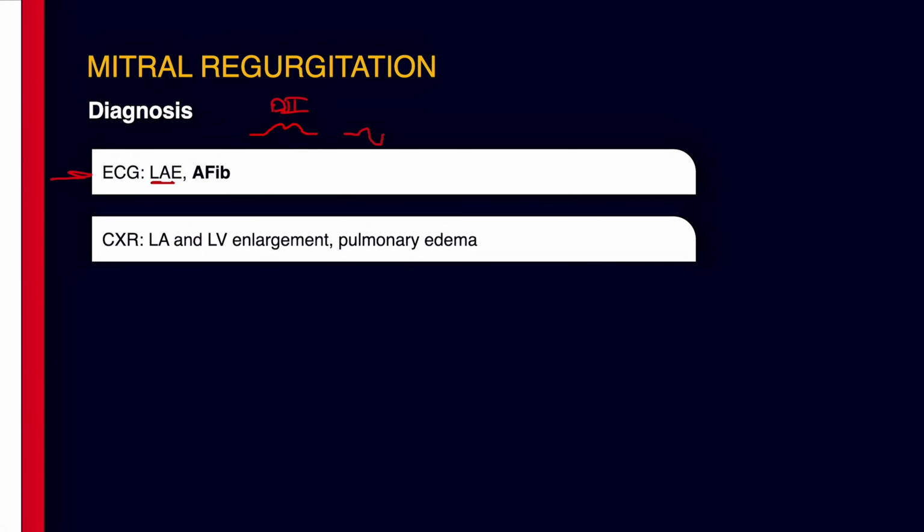And if the left atrium is stretched enough, the patient may develop atrial fibrillation, another high-yield clue for you. Okay? On chest X-ray, you typically see left atrial and left ventricular enlargement. In more advanced cases or acute decompensation, you might also see signs of pulmonary edema like vascular congestion or Kerley B lines. Non-specific findings. Differential diagnosis.